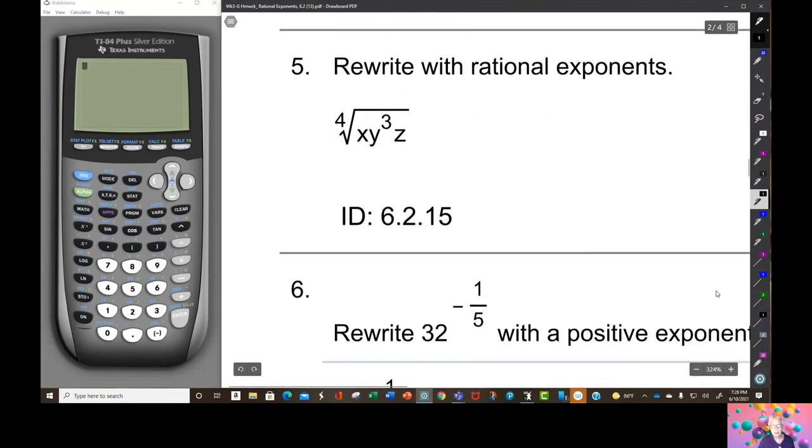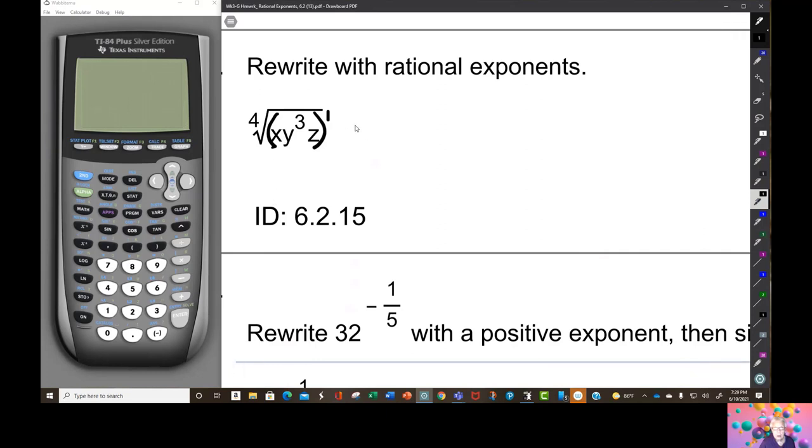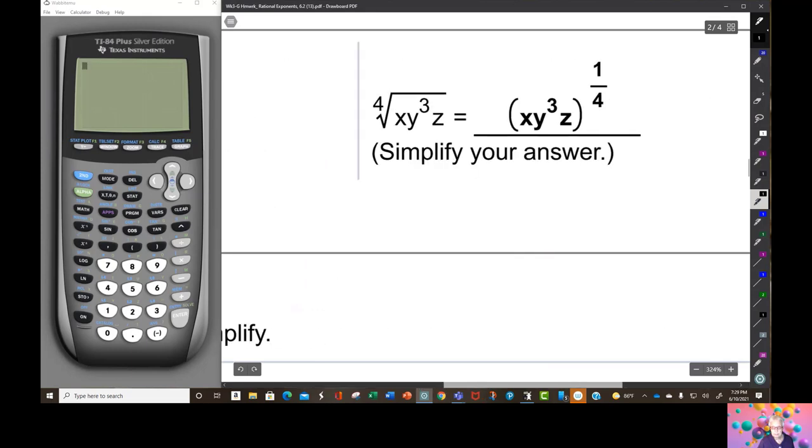Now we're going to rewrite some interesting things, or are we? Take a look. This whole thing is raised to the 1/4 power. X, Y to the 3rd, Z, with parentheses around it, to the 1/4 power. Let's see if they agree. Yes!